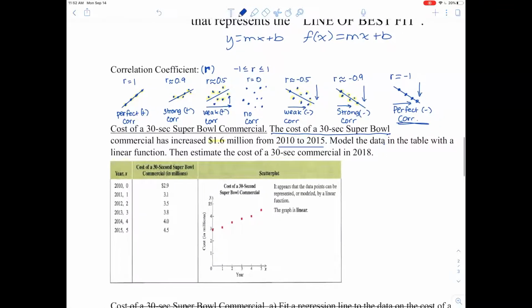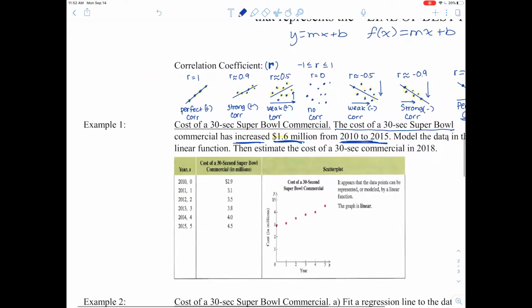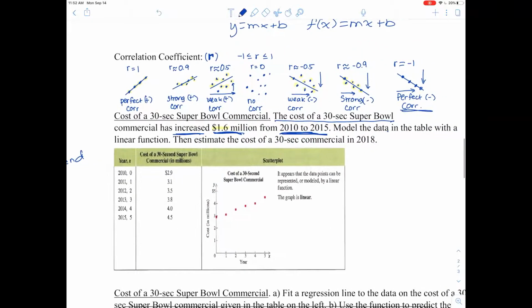All right, so let's look at this data here. It says the cost of a 30-second Super Bowl commercial has increased 1.6 million. So it's gone up 1.6 million from 2010 to 2015. Model the data in the table with a linear function. Okay, so we're going to do this by hand, okay? And then estimate the cost of a 30-second commercial in 2018.